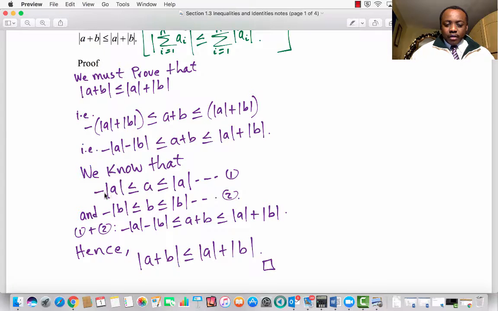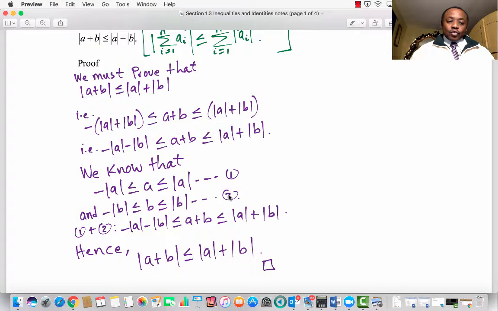Well, here we are. Negative absolute value of A is less than or equal to A, which is less than or equal to the absolute value of A. Call that inequality chain 1. Also, negative absolute value of B is less than or equal to B, which is less than or equal to the absolute value of B. Call that inequality chain 2.